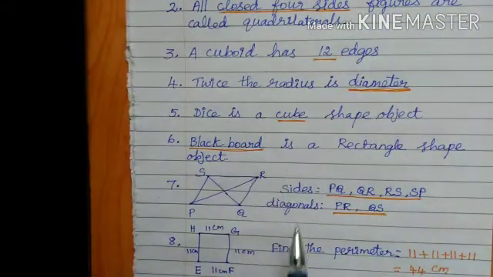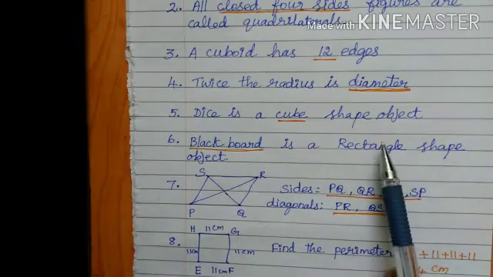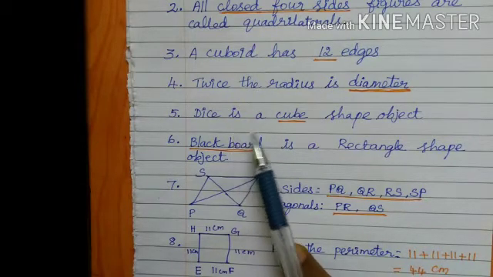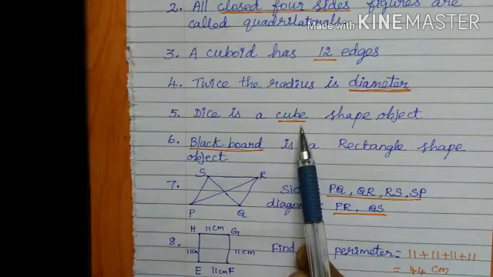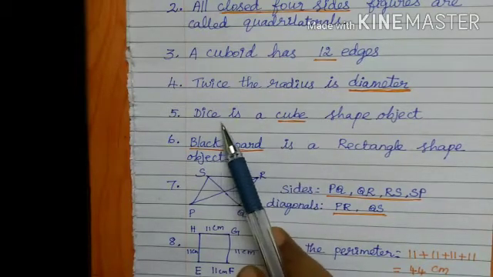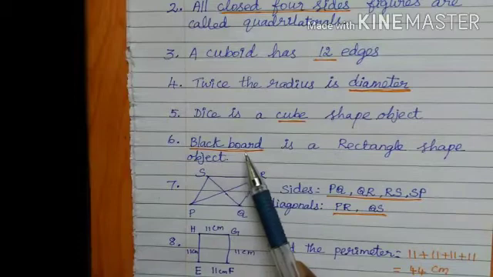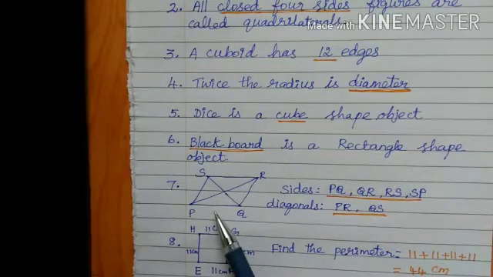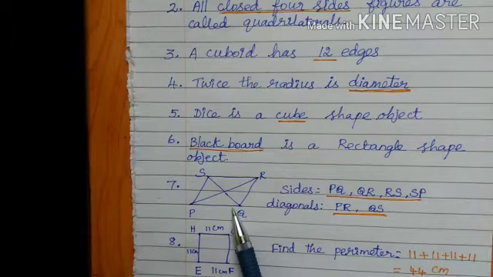Dice is a dash shape object. Dice, you have the object. What is the type? That type is called a cube. C-U-B-E, cube shape object for dice. Then the blackboard is a rectangle shape object. Okay. Then seventh one. Here draw the figure for a parallelogram.